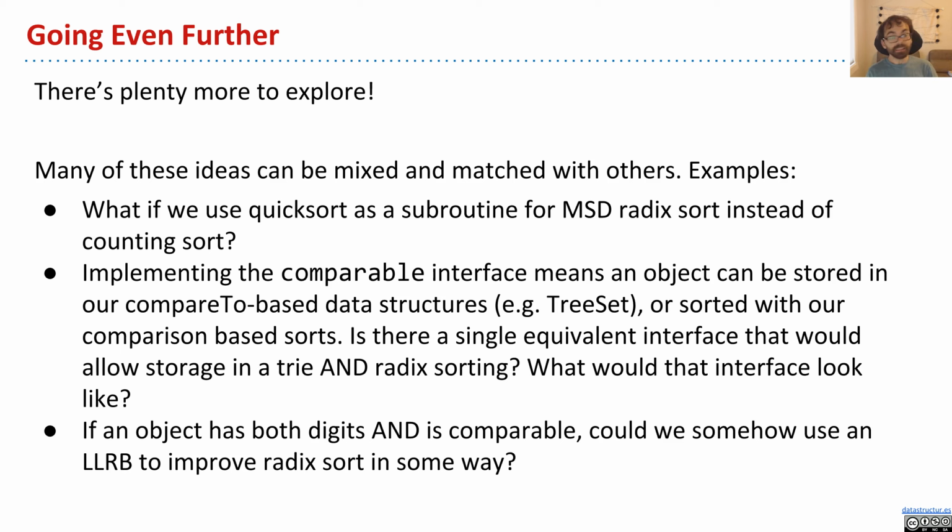And another, let's say we have an object that has digits. It has some notion that it could be broken into pieces, and that it is also comparable. Could we somehow use an LLRB to improve radix sort in some way? That is, it can be compared and it has the ability to be broken into digits. Is there some way to optimize or do something interesting, like give additional functionality, improve speed, improve memory, who knows what? There's so many things out there, and the field's wide open.